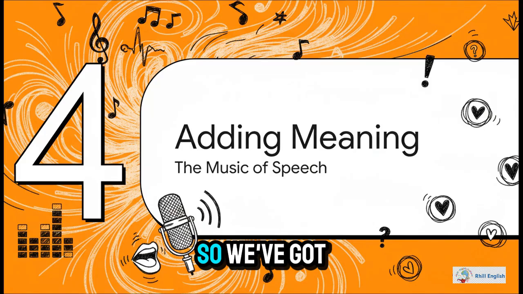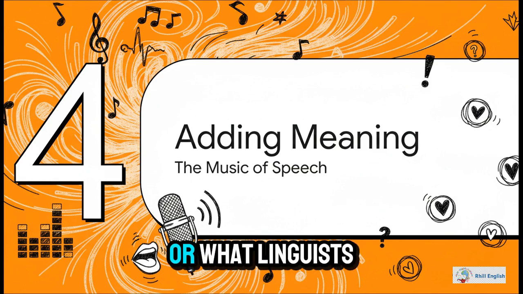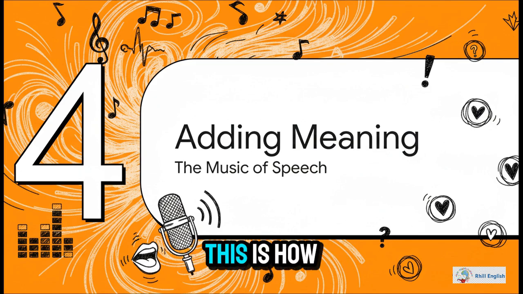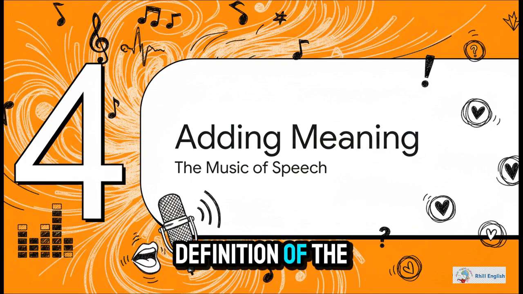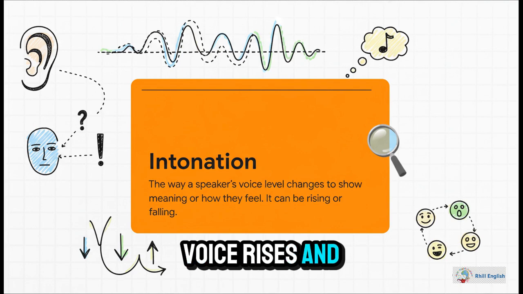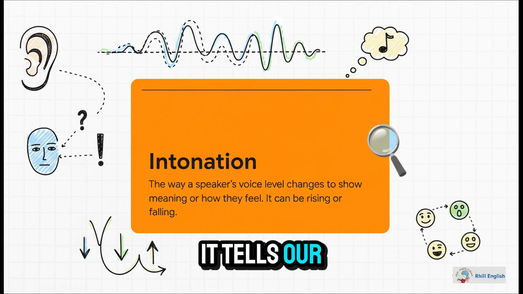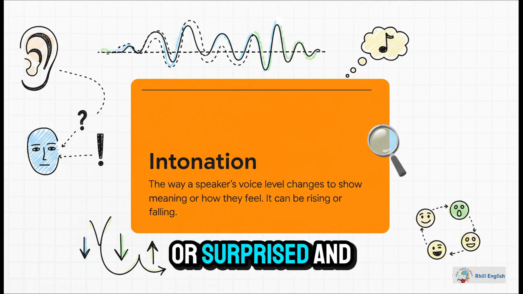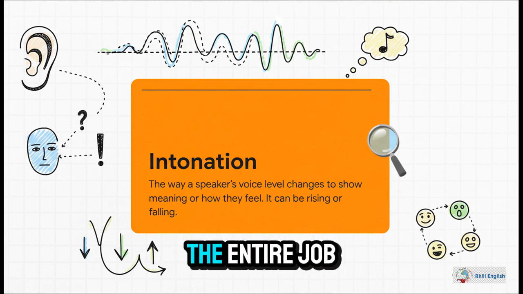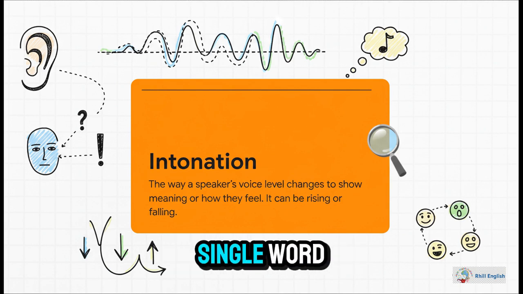So, we've got our sounds, we've got our words, we've got our rhythm. The very last layer we need to add is the melody, or what linguists call intonation. This is how we communicate meaning and emotion that goes way beyond the dictionary definition of the words themselves. Intonation is really just the way our voice rises and falls when we speak. And this vocal music is incredibly powerful. It tells our listener if we're happy or sad or surprised, and critically, it can change the entire job of a sentence, turning a statement into a question without changing a single word.